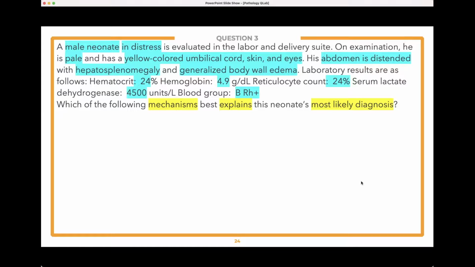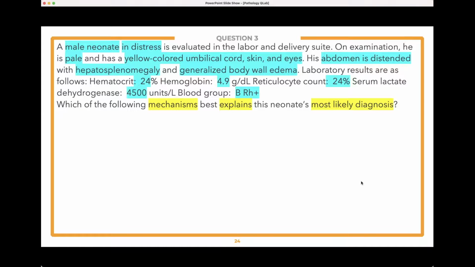And we can see here why that neonate is in distress. The patient has some abnormal physical exam findings, some very significantly abnormal lab findings, and we were told at the very end what this question is asking about. It's asking about a mechanism, specifically the mechanism that explains the most likely diagnosis. So I think we've got a couple steps here. One, we've got to figure out what the diagnosis is, what's going on in this question, and then two, what is the mechanism behind that diagnosis or that condition.